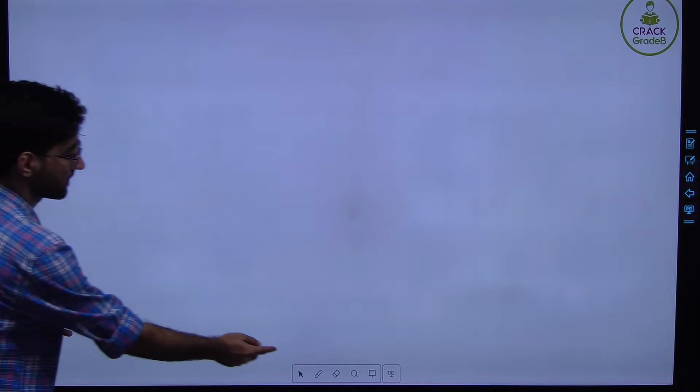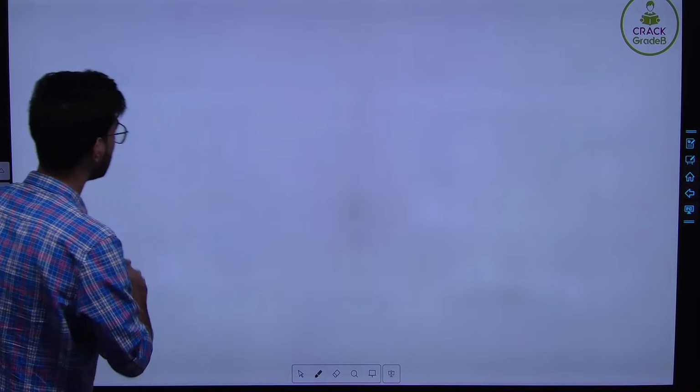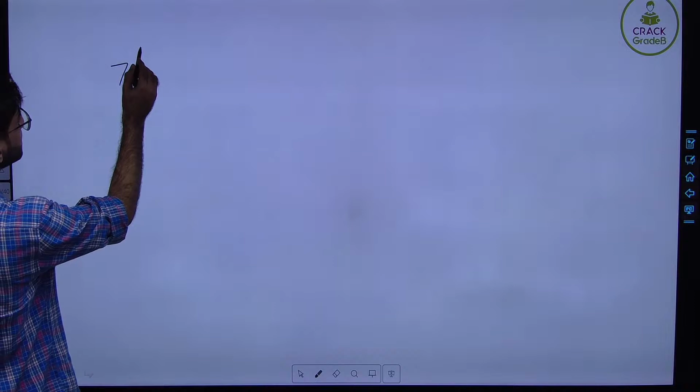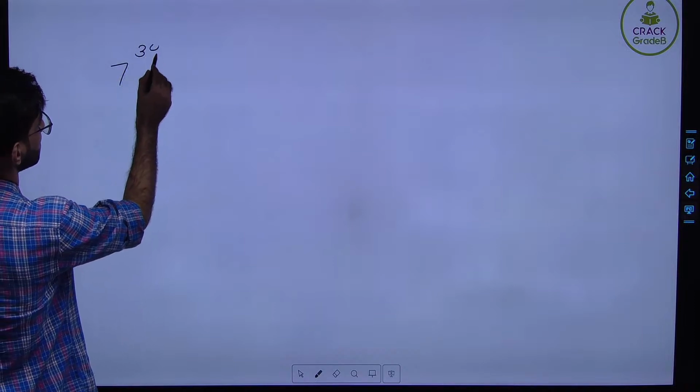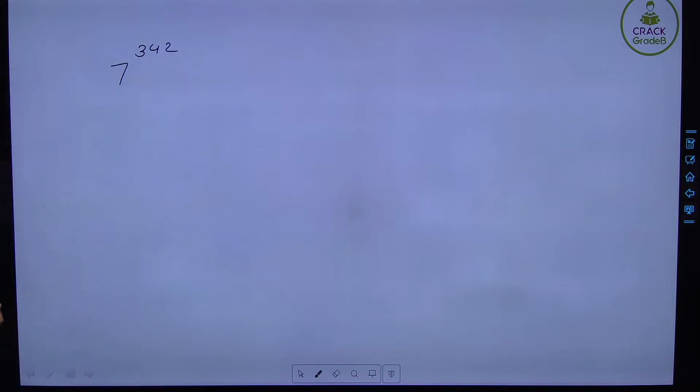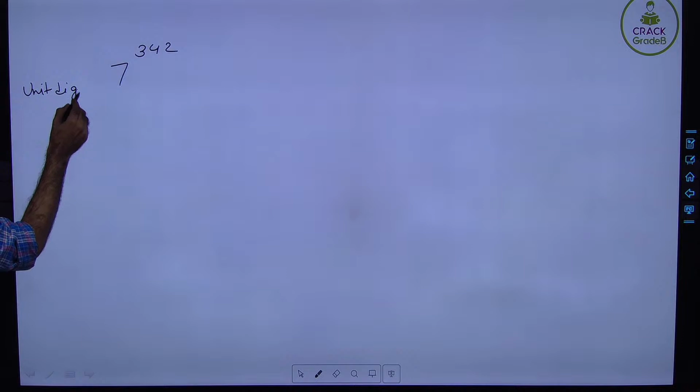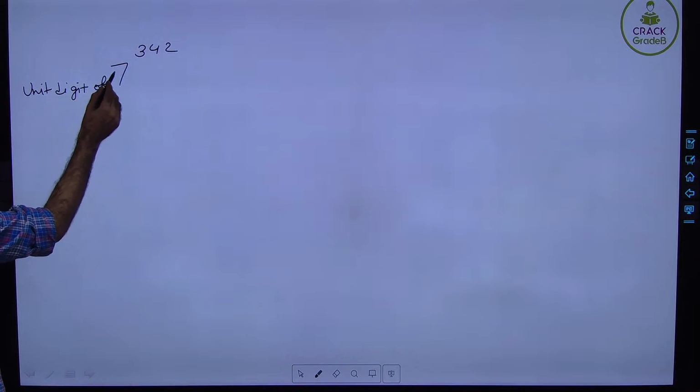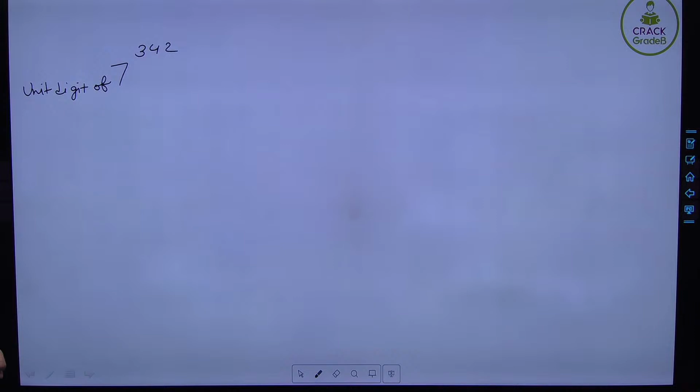Now, if I ask you what is the unit digit of 7 to the power 342? You have been asked to find the unit digit of 7 to the power 342. Okay, let us solve it.